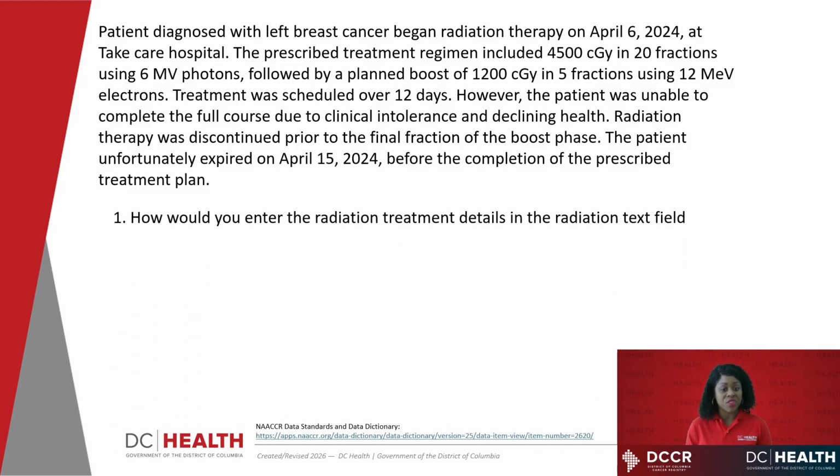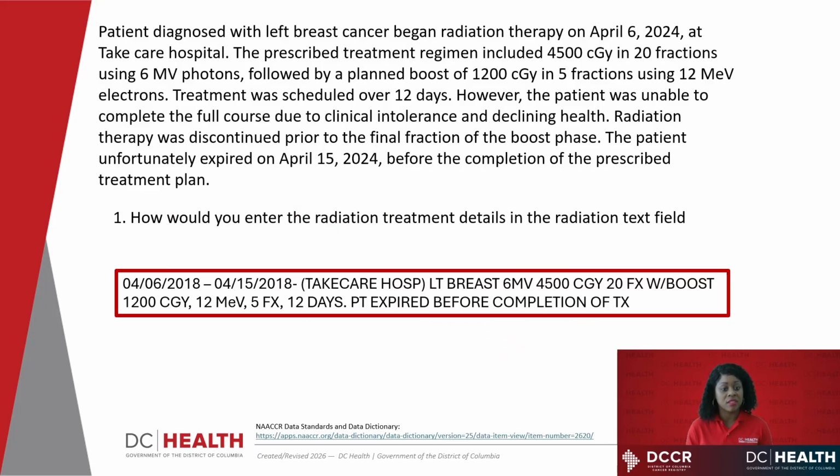How would you enter the radiation treatment details in the radiation text field? Here's an example of how to enter the correct information. On April 6, 2024 through April 15, 2024, at Take Care Hospital, left breast, 6 photon, 4,500 centigray, 20 fractions with boost, 1,200 centigray, 12 megavolt, 5 fractions, 12 days, patient expired before completion of treatment. And this is how you would enter your radiation treatment in the text field.